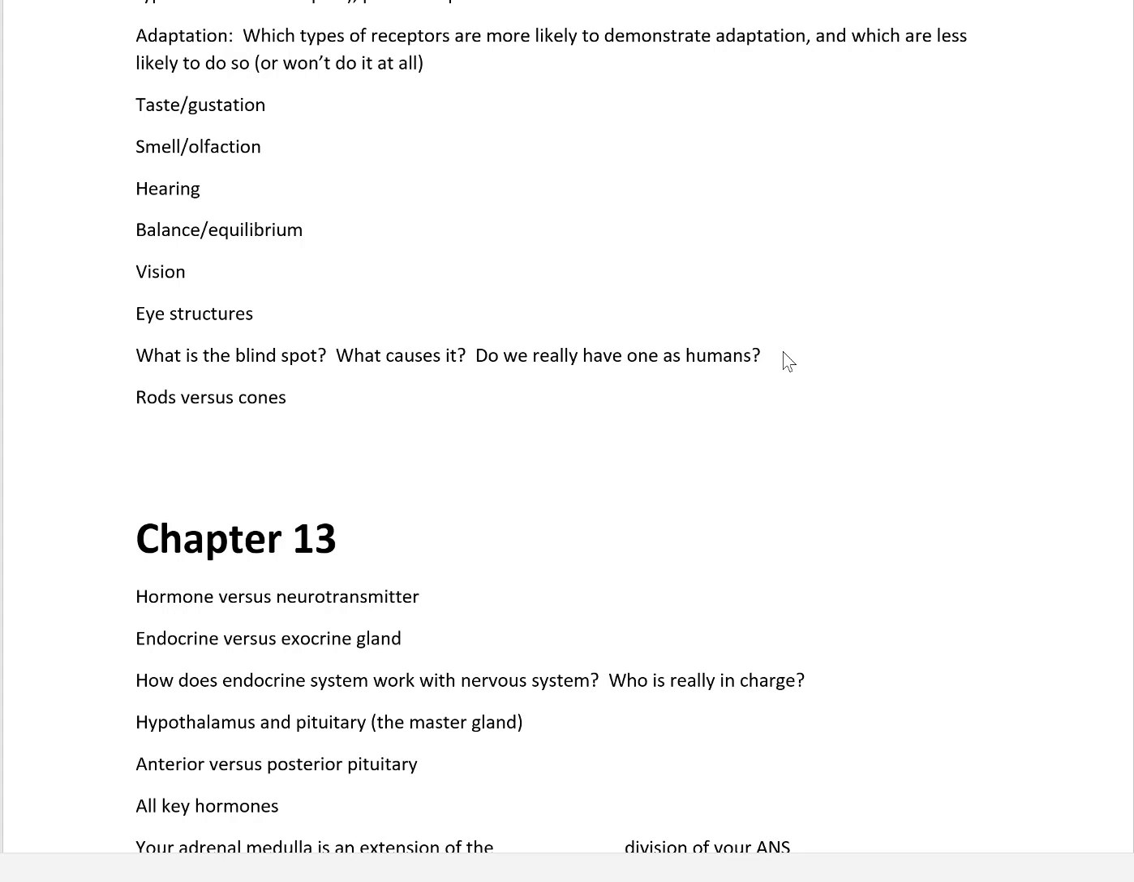What causes it is this optic disc at the back of your eye. That's where the optic nerve exits the eye. Since the signals have to be sent through that nerve, there's no photoreceptors. There's no rods or cones on this little area called the optic disc.